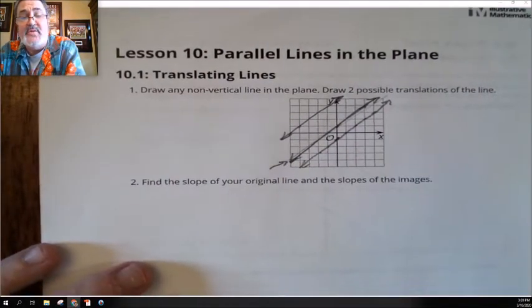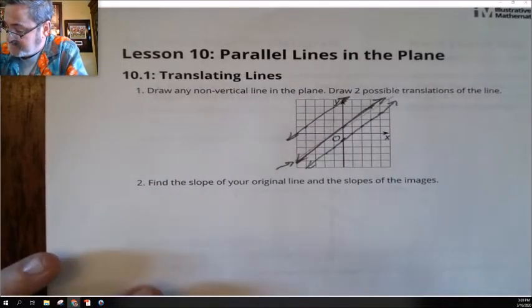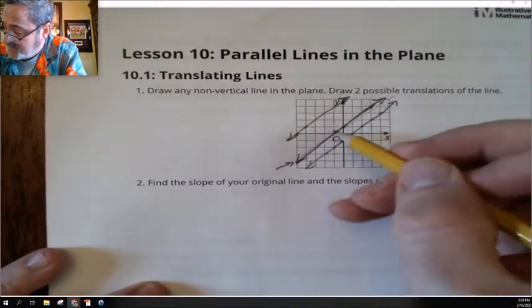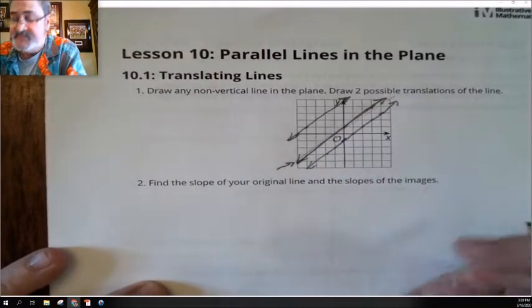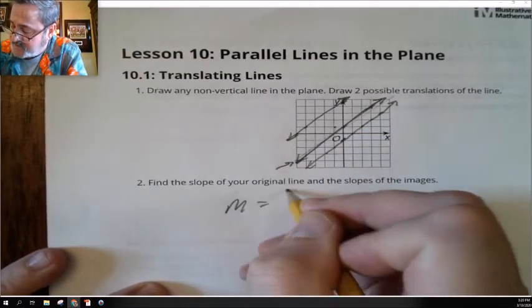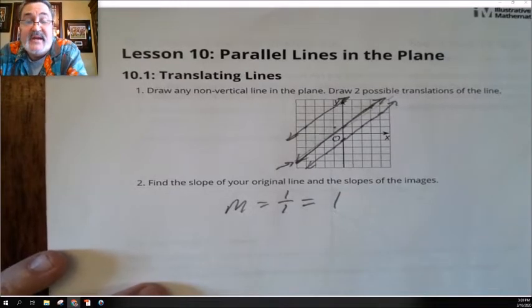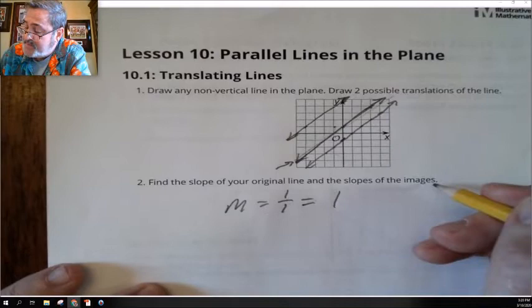So find the slope of your original line and the slope of the images. Well, the one I drew is pretty simple. We can pick any 2 points, and it goes through points all along there. So our slope is up 1 over 1, which simplifies to just 1. 1 divided by 1 is 1. So that is the slope of the original line and the slope of the images.